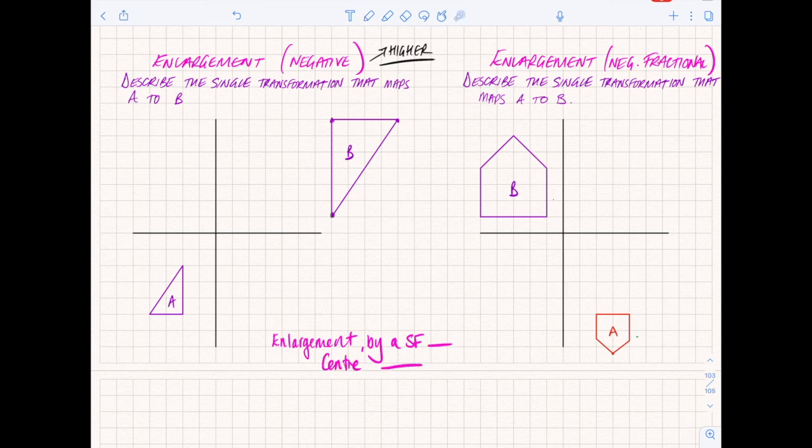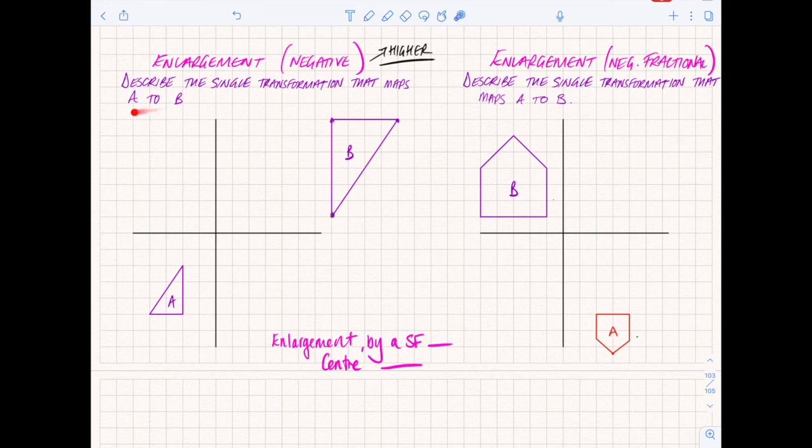Now remember, the reason that you know this is going to be an enlargement is because the shape has flipped, but it's changed size. So if a shape had flipped, you could argue that it's some form of a rotation. But however, because the shape from A to B has flipped around, it's rotated round, but it's also bigger, it has to be a negative enlargement. Okay, so it's enlargement. Now let's find the scale factor.